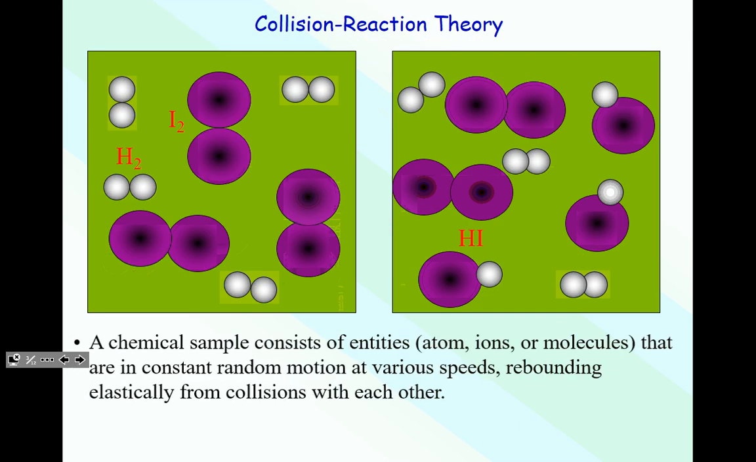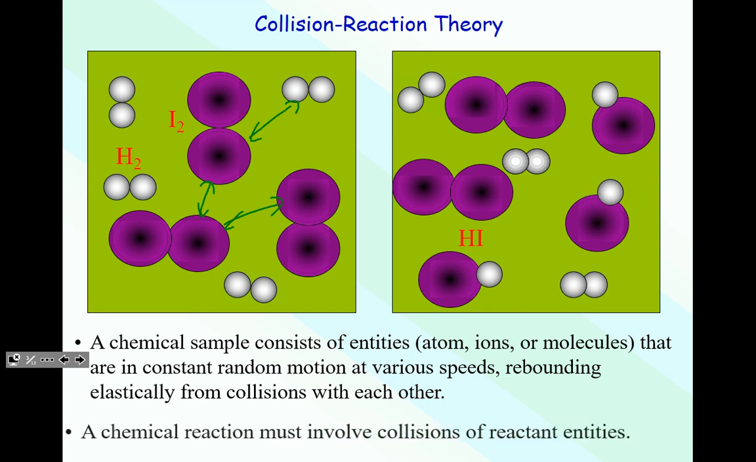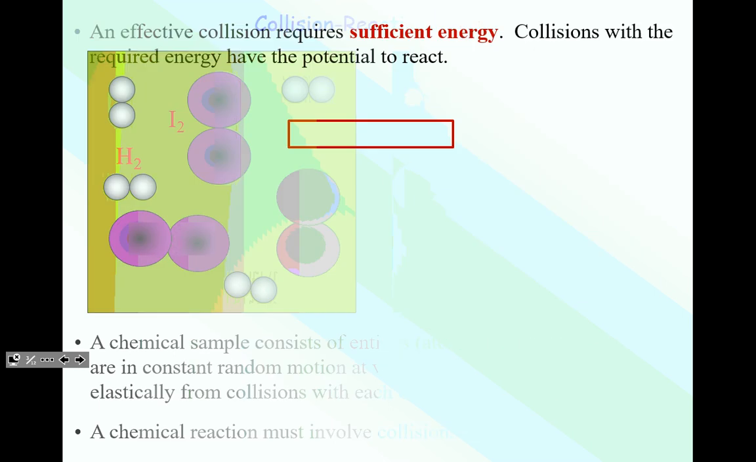So here we have the collision reaction theory, diving deeper into this. A chemical sample consists of entities. Entities could be atoms, ions, or molecules that are in constant random motion at various speeds, rebounding elastically from collisions with each other. So these things are colliding constantly. And what happens is when you get these collisions, cool things happen. You get new compounds, new things being formed. A chemical reaction must involve collisions of reactant entities.